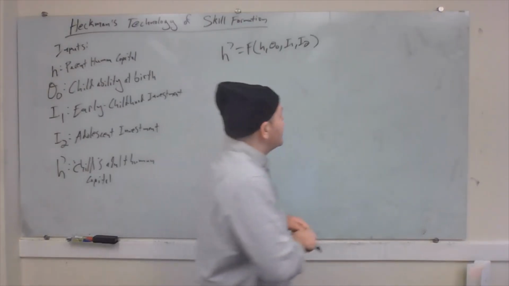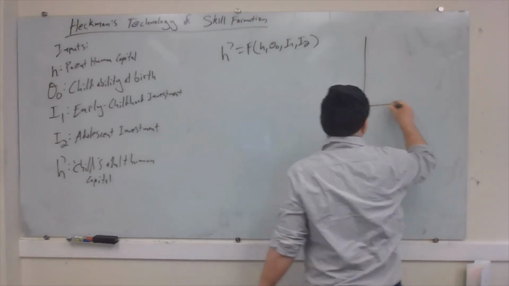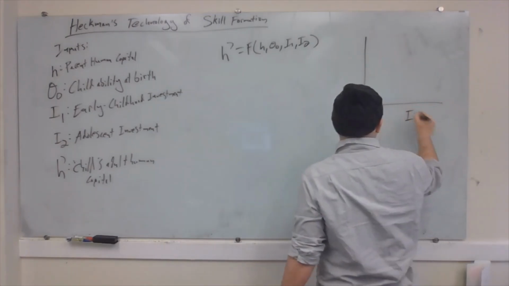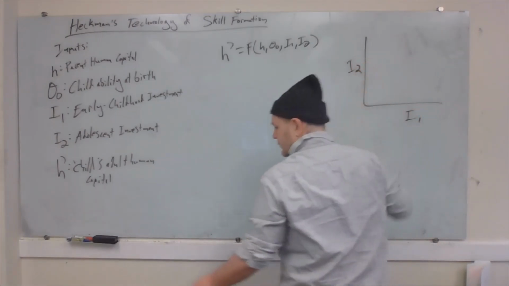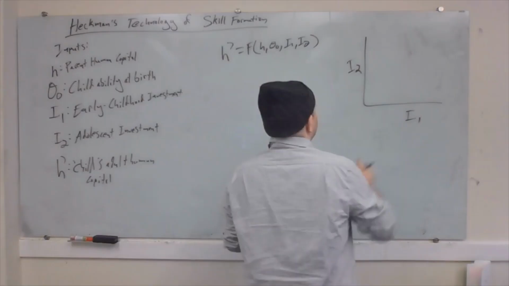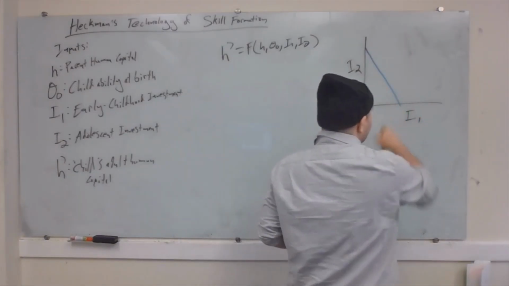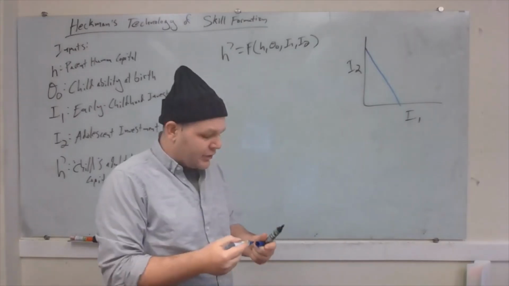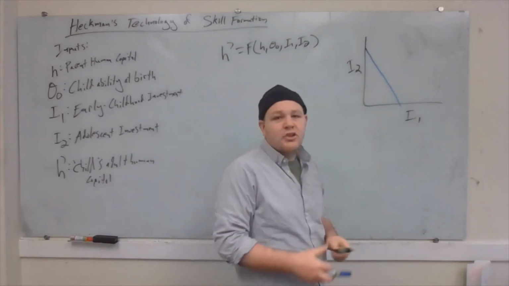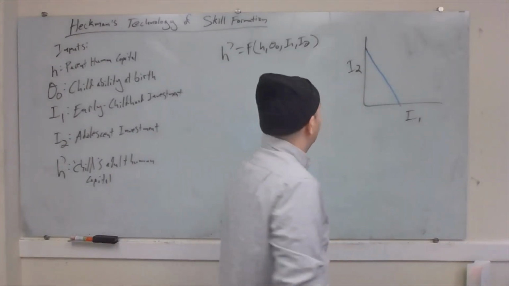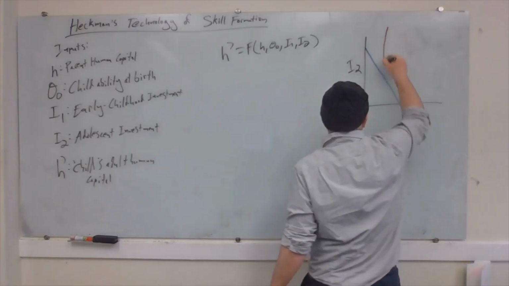In other words, what if instead of having an isoquant that looks like this, right, where I'm always able to compensate for a reduction in early childhood education with an increase in later childhood education at some exchange rate, what if I had an isoquant that looks like this?